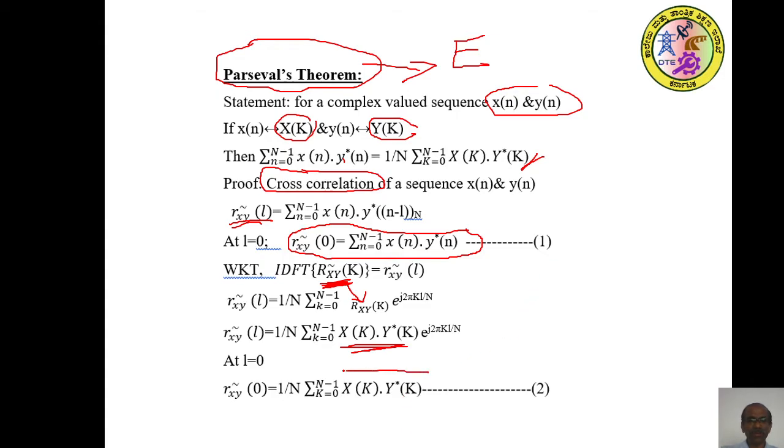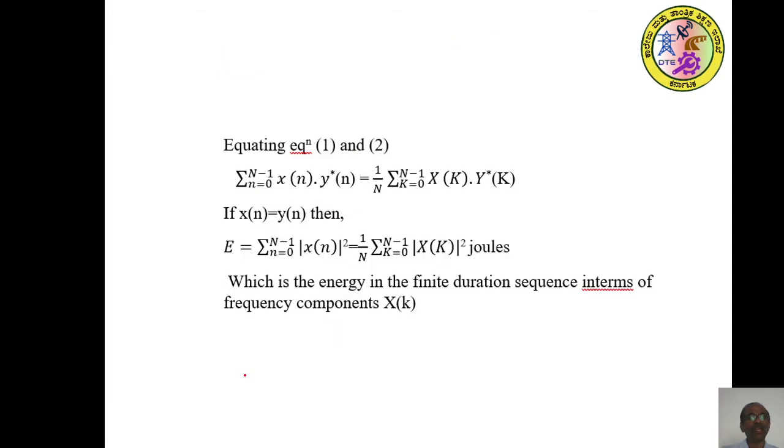Observe these two formulas, formula 1 and formula 2. In both the formulas, the LHS is the same, that is Rxy tilde of 0. We all know that if the LHS is the same, you can equate the RHS. Therefore, the conclusion: summation n varying from 0 to N minus 1 of x of n into y star of n is equal to 1 by N summation X of k into Y star of k.